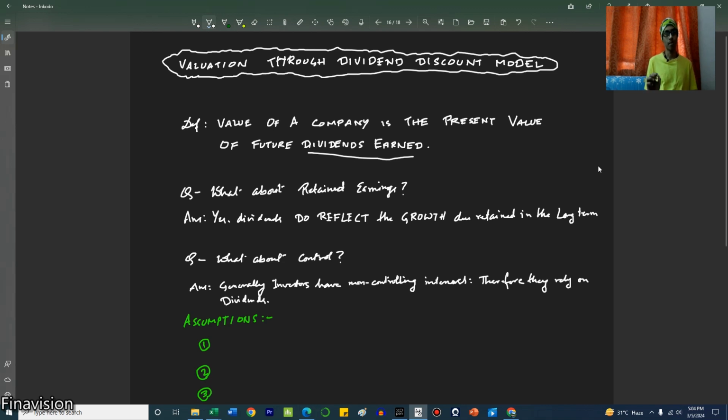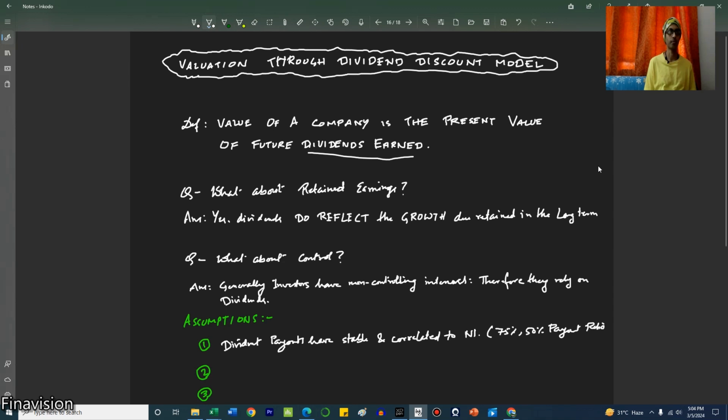Now, the most appropriate situations to use the DDM model or dividend discount model are as follows. We have to assume a few things. Dividend payout has to be stable and correlated to the profits and to net income, which means there has to be a steady kind of a dividend payout ratio, like 75% or 50% payout ratio.